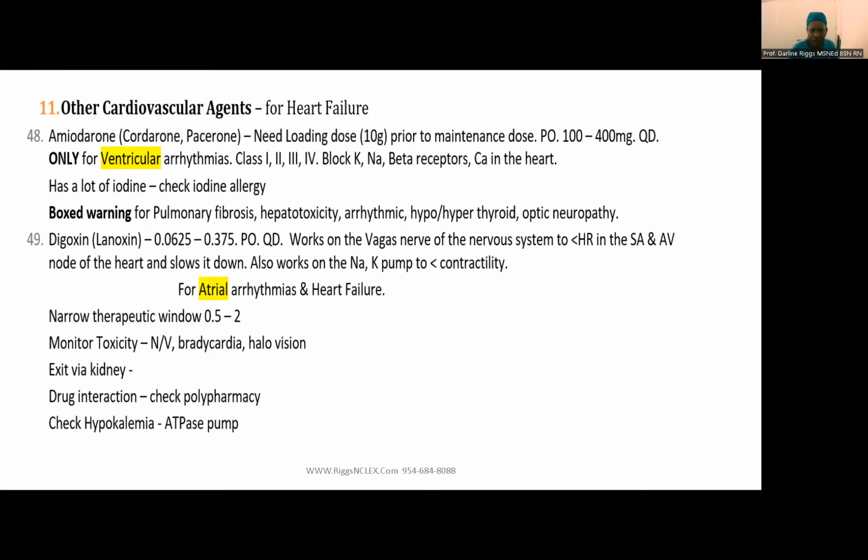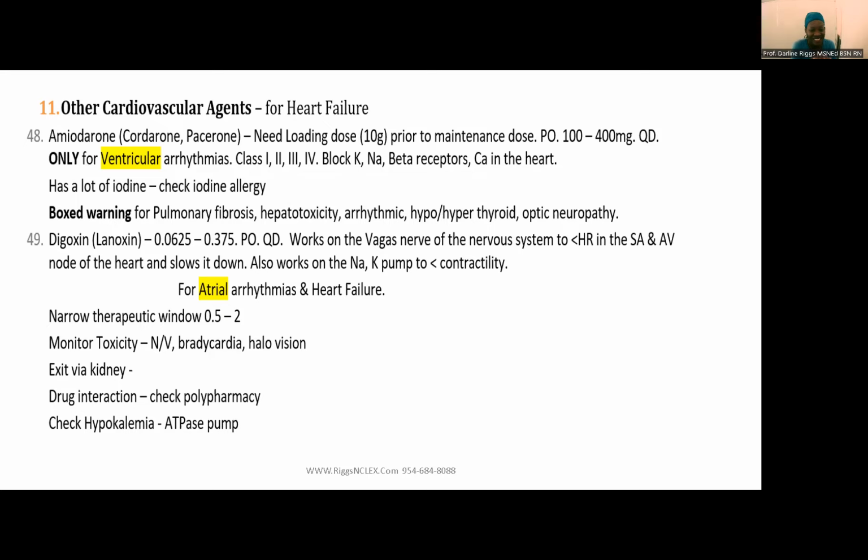Okay, it falls under a different class. It's going to block potassium, sodium, even calcium in the heart. So if the client is allergic to iodine, that's a problem. That's why we must do a history, because this could very well be a mistake if we don't check that. So recap, amiodarone for ventricular arrhythmias. Remember, after we covered the atrial problems, we covered the ventricular problems, and this is where we brought in the amiodarone. You see how everything is now coming back together. And the repetition is great.